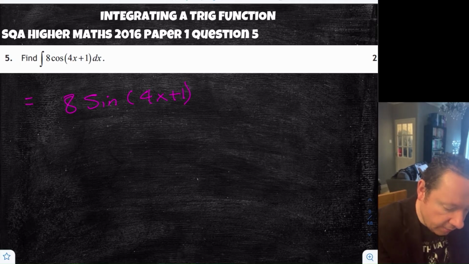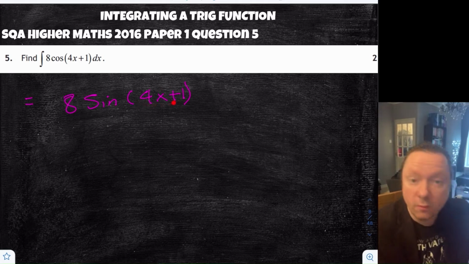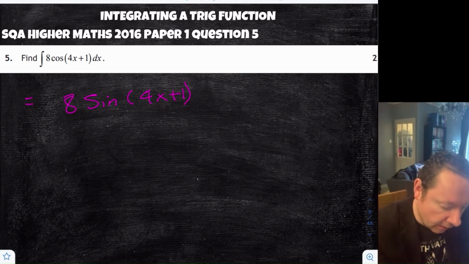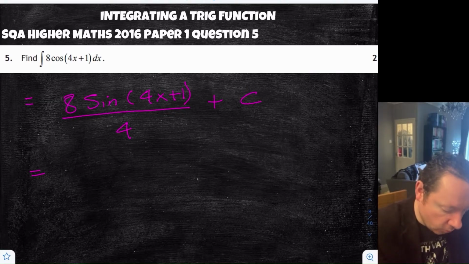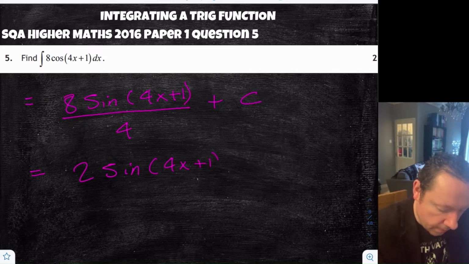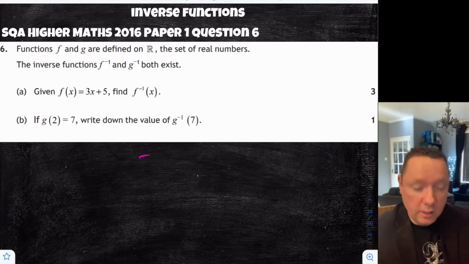But then I need to differentiate 4x plus 1. Well, that's 4, and divide by that. So divided by 4. And don't forget your plus c. 8 divided by 4 is 2, so we get 2 sine(4x plus 1) plus c. And we're done there.